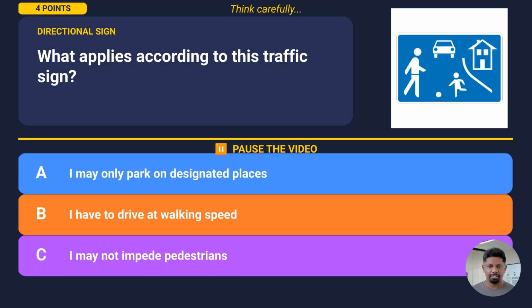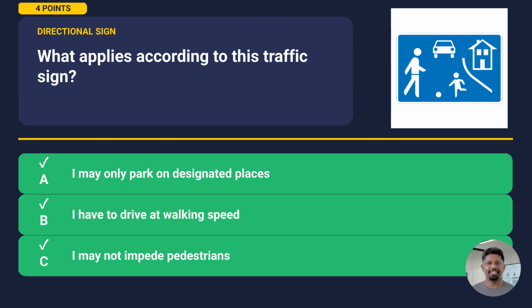Hit pause now if you want to think. When you've got your answer, let's see if you're right. All three are correct. A, B, and C. Let's understand why.